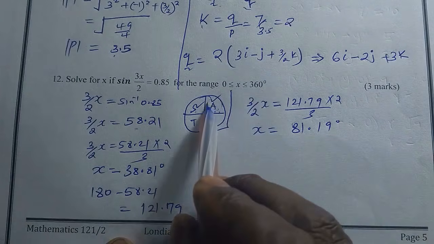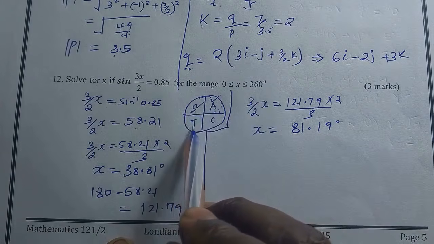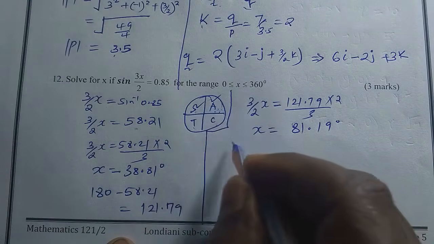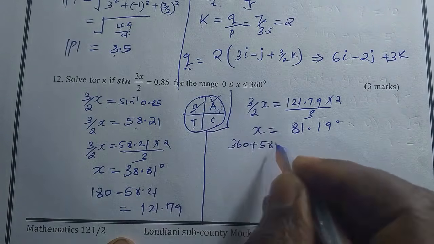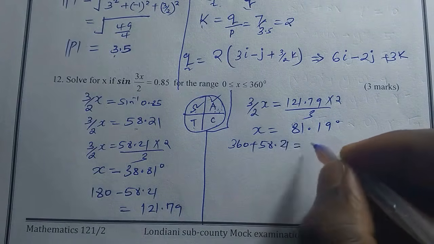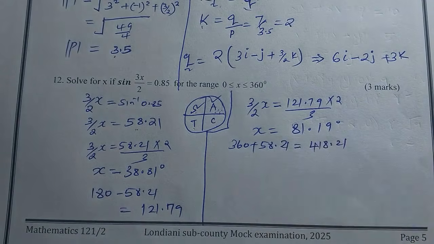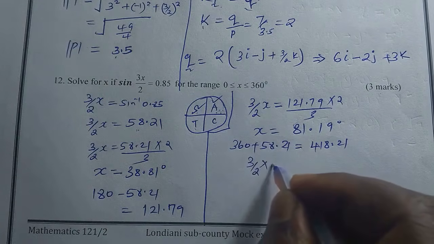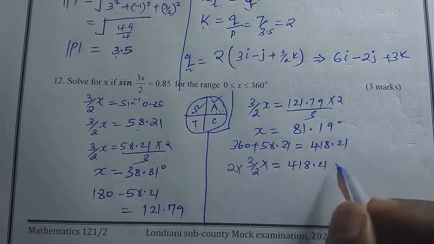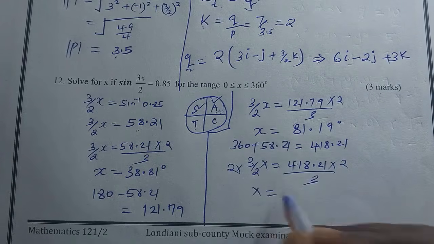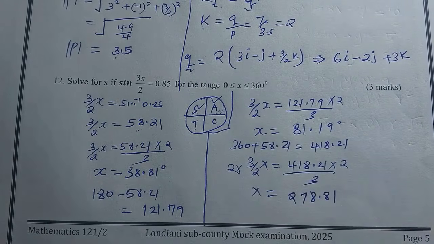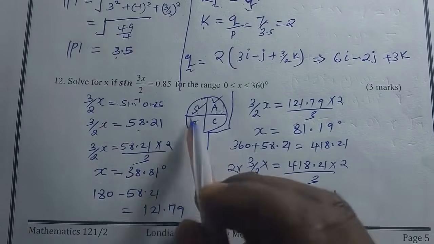The third and fourth are negative, so we come here. How do you get an angle after going 360? It is 360 plus 58.21. That one will give us 418.21. So 3 over 2 x is equal to 418.21. Multiply times 2 divided by 3. That one will give us x, which is 278.81. So you can clearly see that if you go to the next one, it is going to be beyond 360.